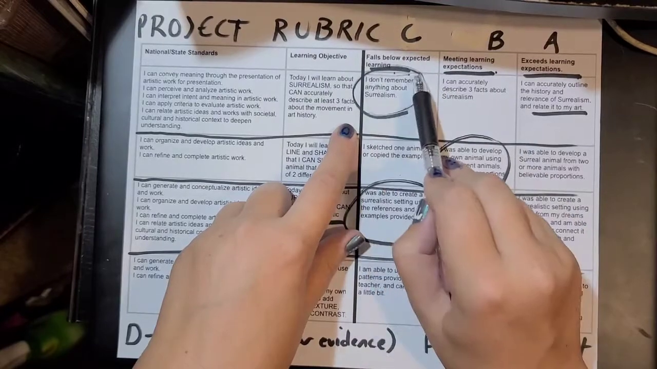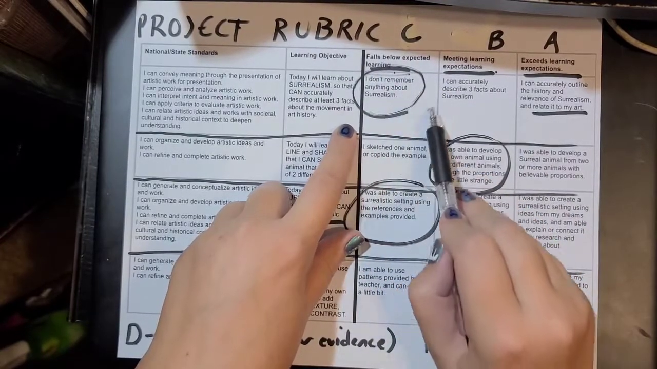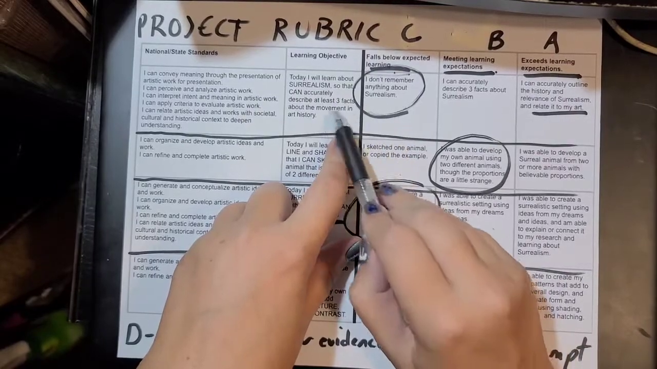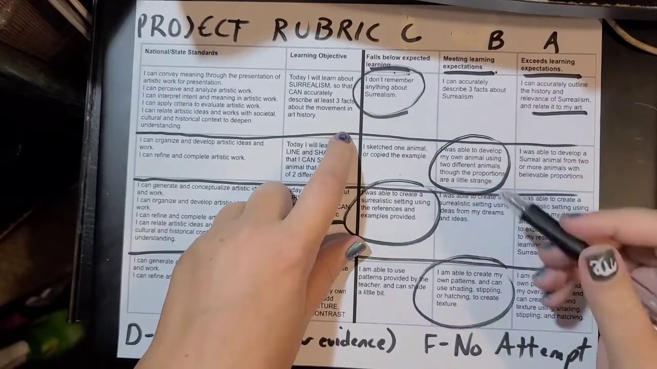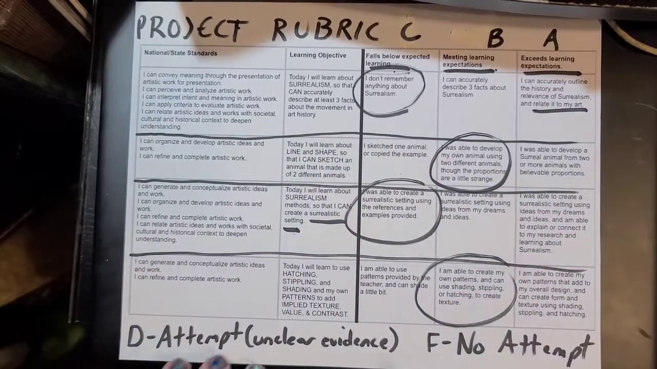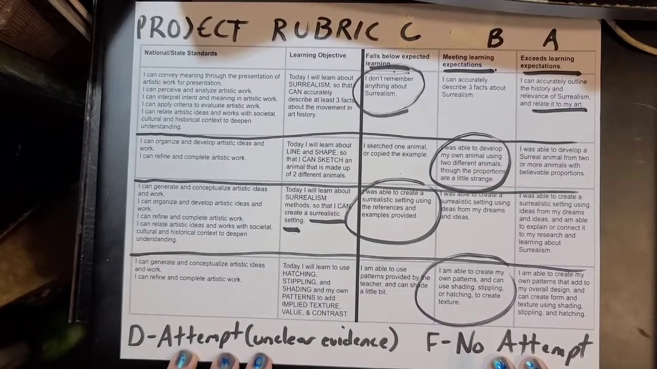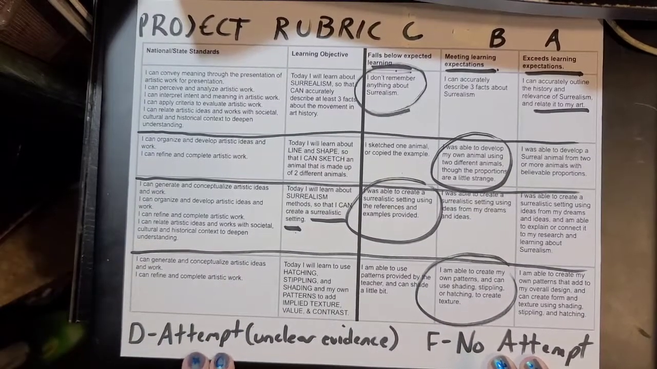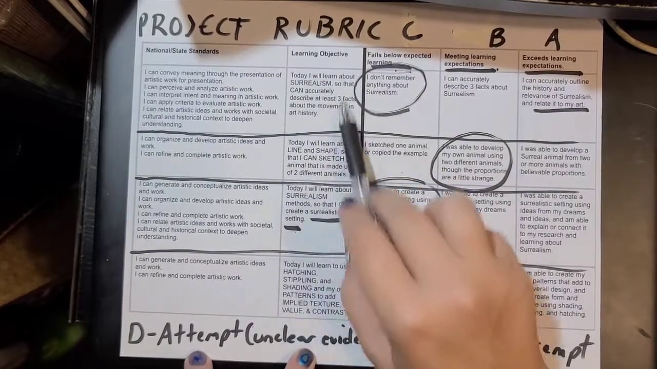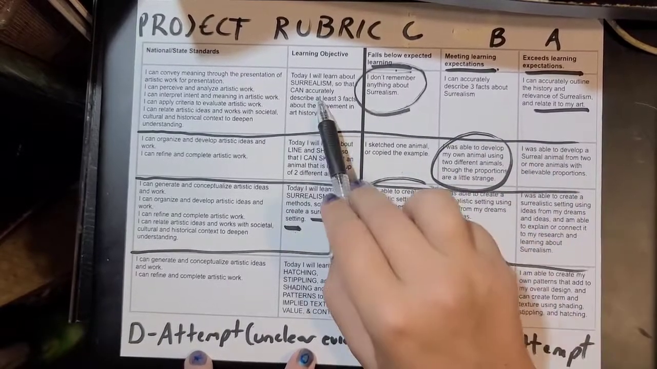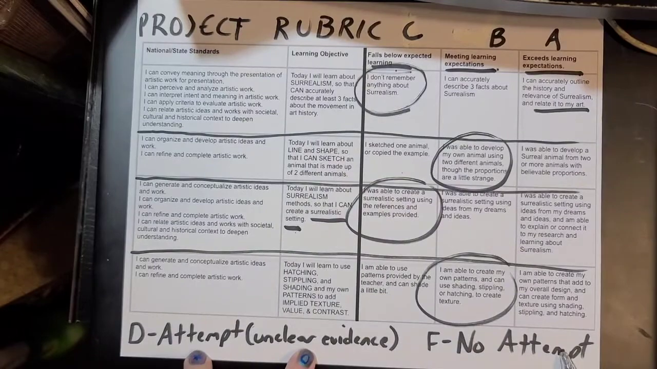C means you are falling below the expected learning. Maybe you don't remember the topic, or you are unable to complete up to the standards presented in the project. D and F are going to be falling below that. D means you make an attempt, but there is unclear evidence to show that you meet any of these 3 columns for the learning objective. And F means that there was no attempt at all. This means if you are refusing to complete parts of your work, you may receive an F for that area of your work.